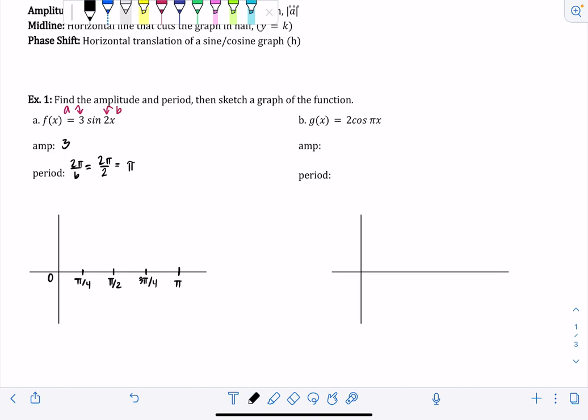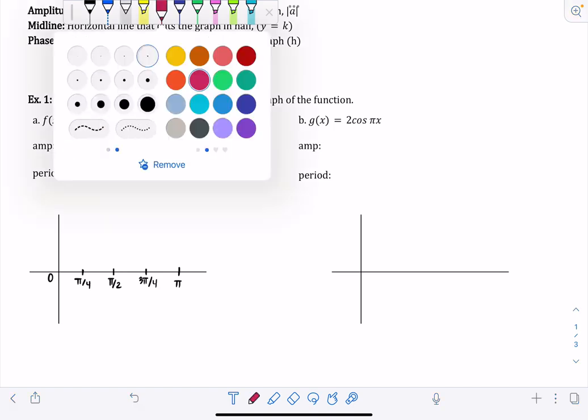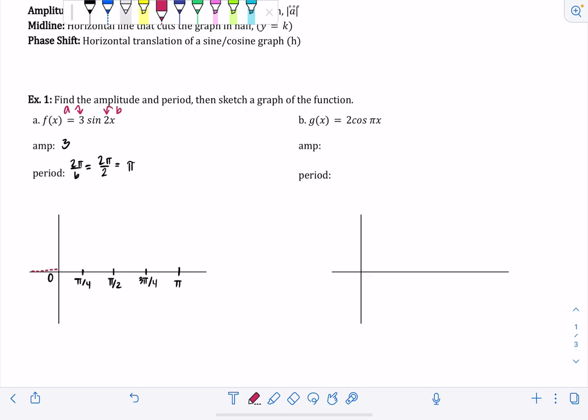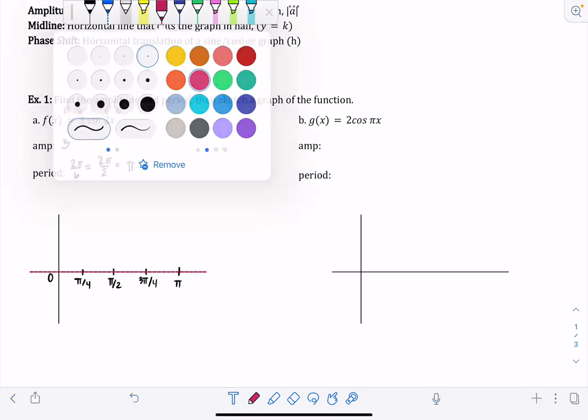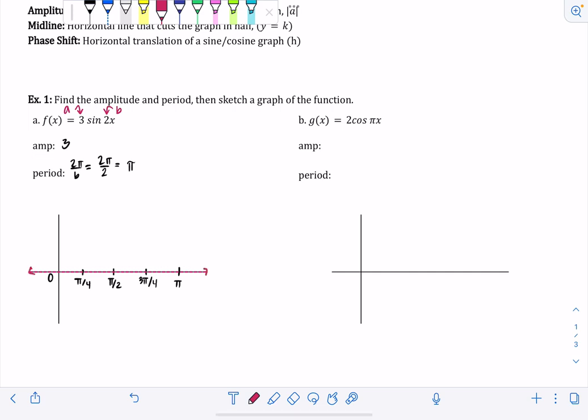Okay, and then for example 1, these graphs don't have any horizontal or vertical translations, so that means the midline is still at y equals 0. I'm just going to go ahead and put that on my graph right now. And then that helps me figure out how to scale my y-axis.